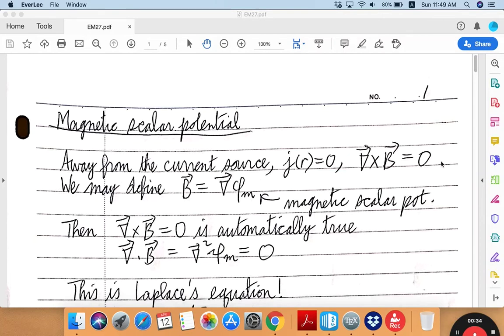And such a condition is easily satisfied if we pretend that this magnetic field is given as the gradient of some scalar function. And if so, then this type of function will automatically satisfy the curl-free condition. And such a potential may be called the magnetic scalar potential.